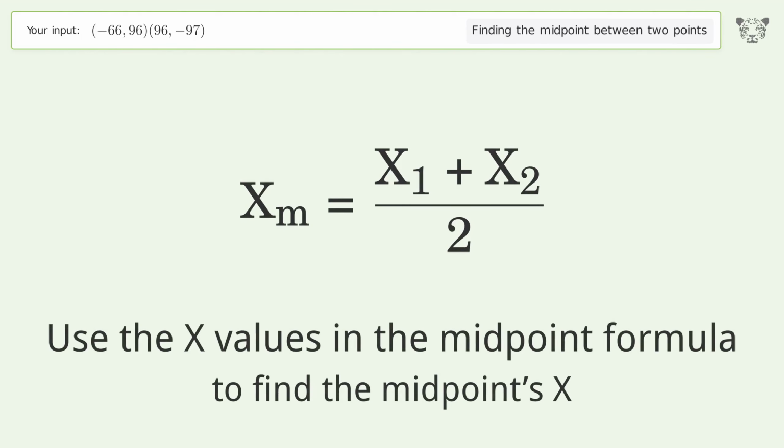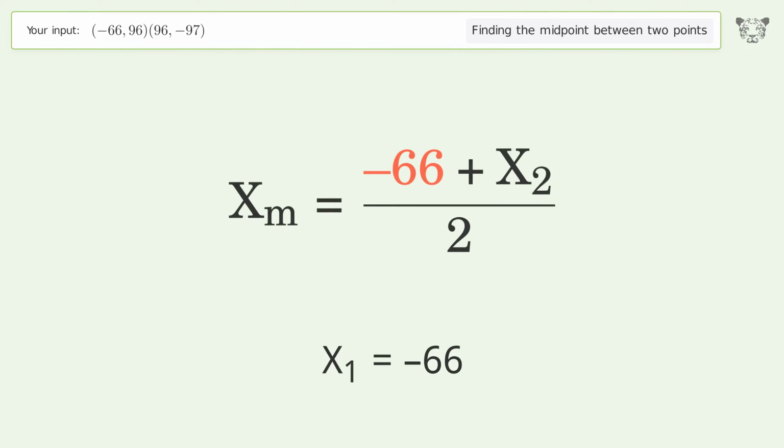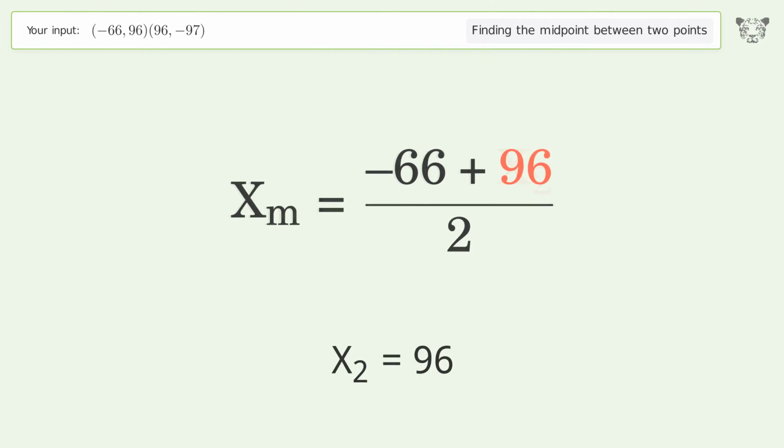Use the x values in the midpoint formula to find the midpoint's x. x1 equals negative 66. x2 equals 96. Simplify the arithmetic.